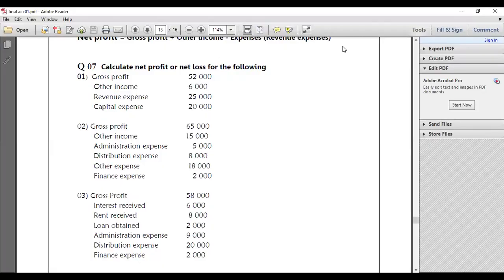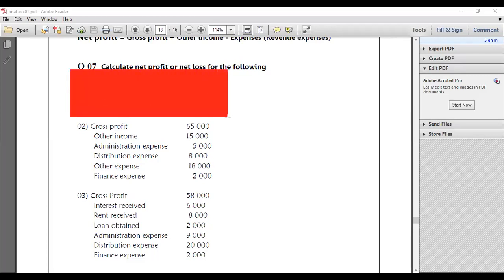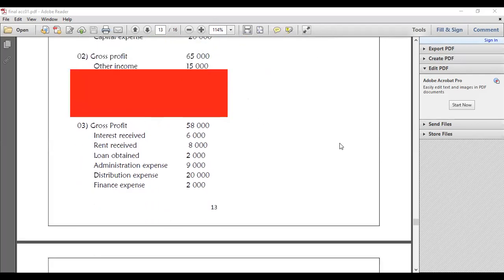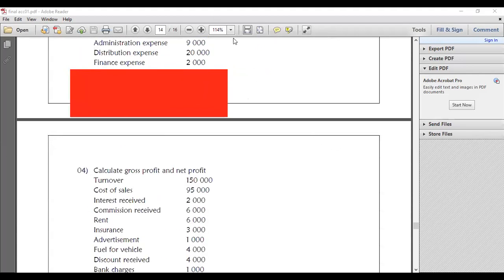Okay, let's come to the homework, my dear. Homework is question number 7. Even though I say calculate the net profit for the following, forget about number 1. The homework for you is question number 7, number 2, number 3, and number 4. These 3 are the homework given to you.